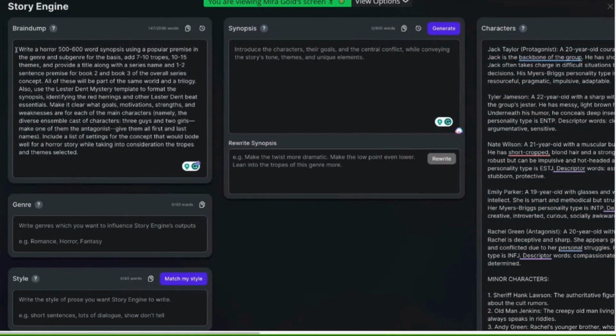So I'm not going to give the Braindump any additional information other than I want this to be horror, under the horror genre. I want it to give me a popular premise in the horror genre and subgenre for that base genre. I want it to add the 7 to 10 tropes, 10 to 15 themes, along with a series name and 1 to 2 sentence premise. So let's go ahead and hit generate.